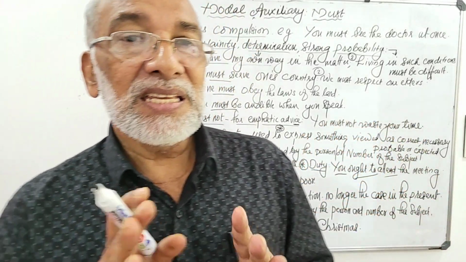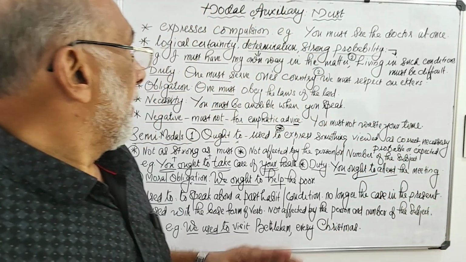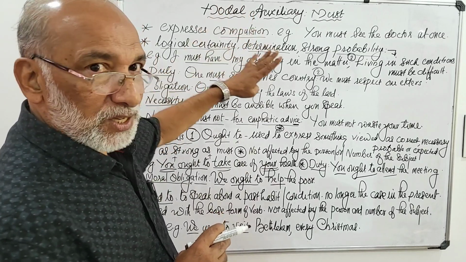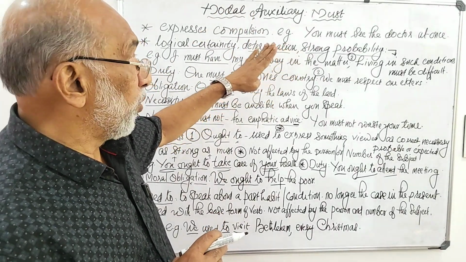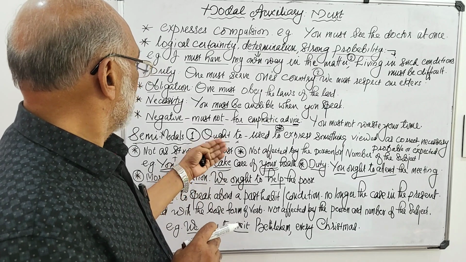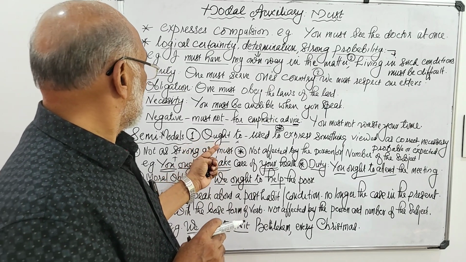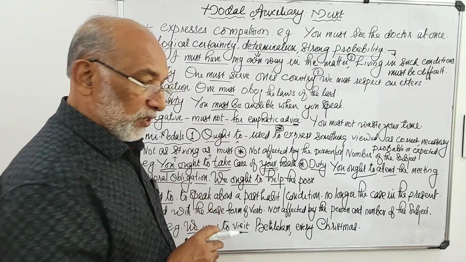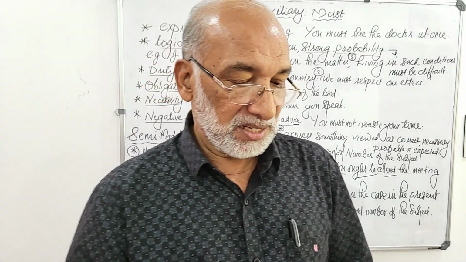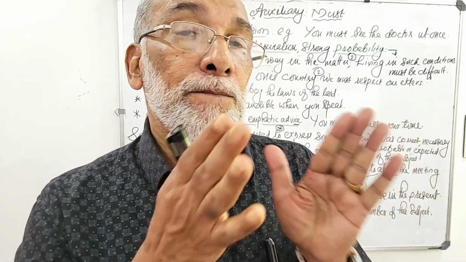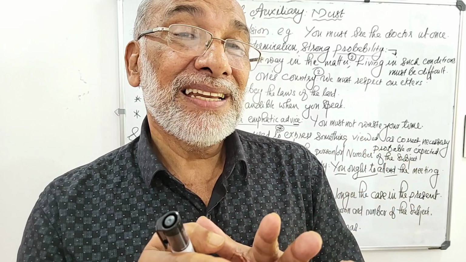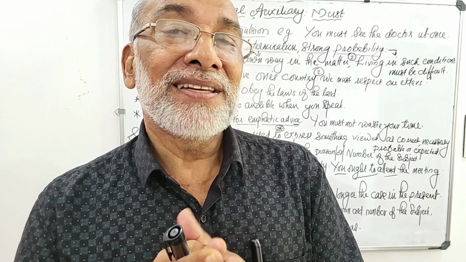So friends, these are the uses of must, the last one among the modal auxiliaries, and then the semi-modals, ought to and used to. Now what remains is need, dare, has to and have to.